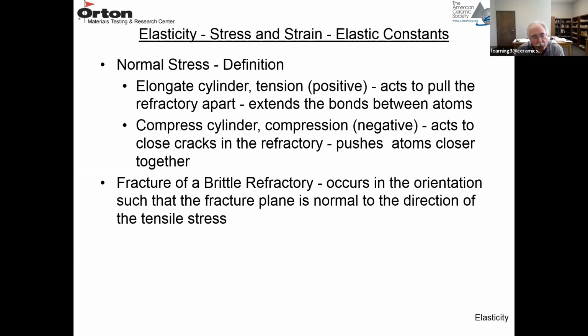When you fracture a brittle material, a brittle ceramic like a refractory, it occurs in an orientation such that the fracture plane is normal to the direction of the applied tensile stress. Brittle materials fail in tension because they're much weaker in tension than in compression.